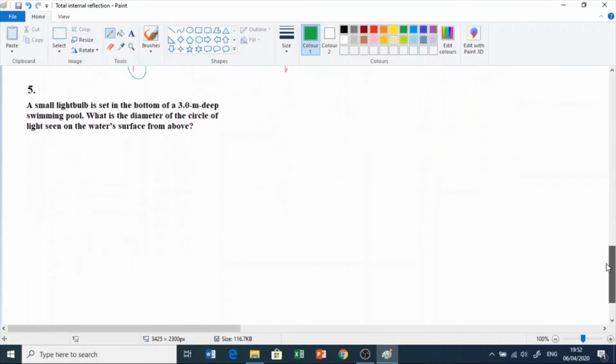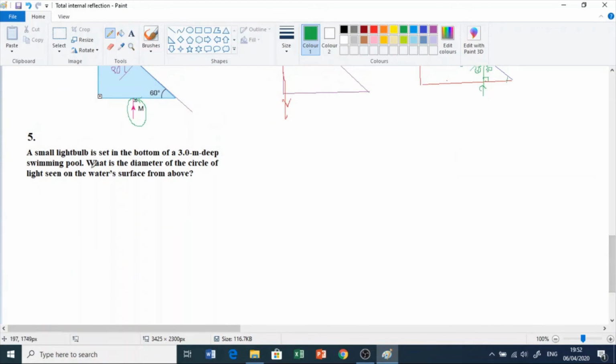Let's solve our last example. A small light bulb is set in the bottom of a 3-meter deep swimming pool. What is the diameter of the circle of light seen on the water surface from above? Now assume this is the boundary between the water and the air. This is the bottom of the swimming pool. Assume we have a light source here, and the depth of the swimming pool is given as 3 meters.